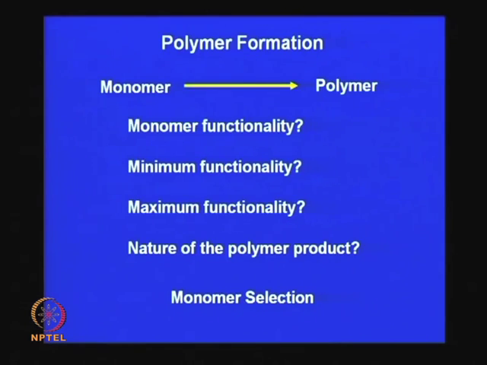Why am I telling these things? Because if people need to synthesize a new polymer, or design a new polymer from a new monomer, you have to concentrate your attention on the various functional groups present over there. How many functional groups are present? Say, for example, if the functionality is more than 2, what will happen? If the functional sites are 2, then it is a bifunctional monomer, and it will lead to a linear macromolecular chain.